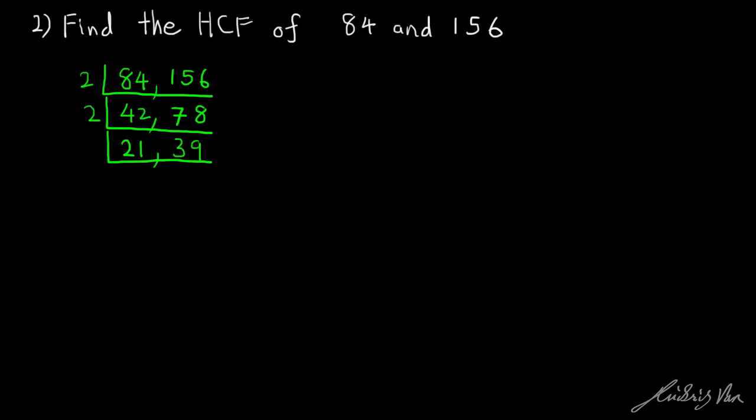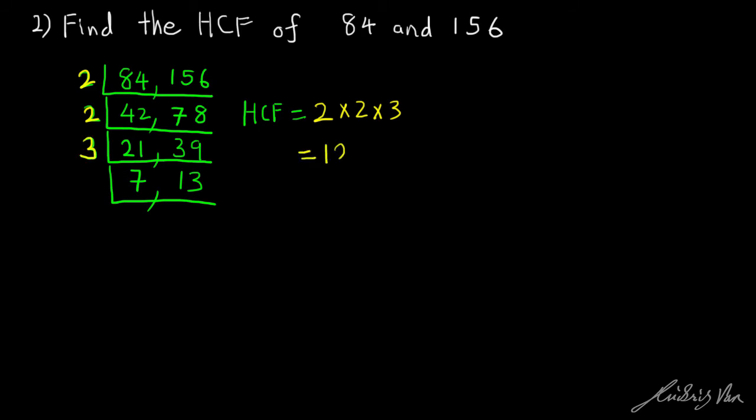So since we cannot divide both numbers by 2, we move on to the next prime number, which is 3. So can both 21 and 39 be divided by 3? Yes. So we divide both numbers by 3, and we will get 7 and 13, which are prime numbers. So the HCF of 84 and 156 will be equal to 2 times 2 times 3, which will give me 12. So now let us go through an example where there are 3 numbers.